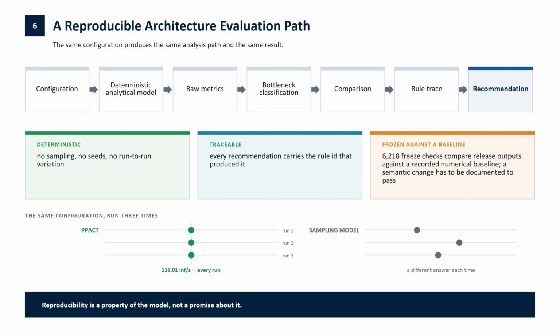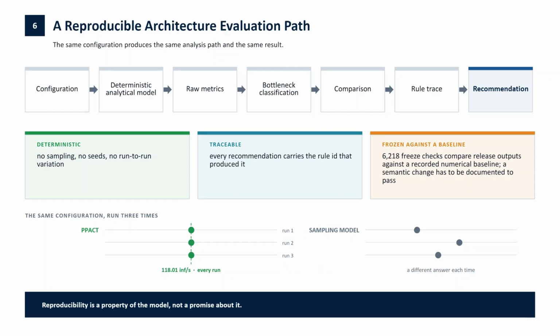Now let us consider how PPACT Studio manages reproducibility. The upper part of the page shows the analytical path from configuration to recommendation. Below it are three properties of that path. The first is determinism. The same configuration produces the same result. Because the model does not use sampling or random seeds, repeated executions do not produce different outputs.